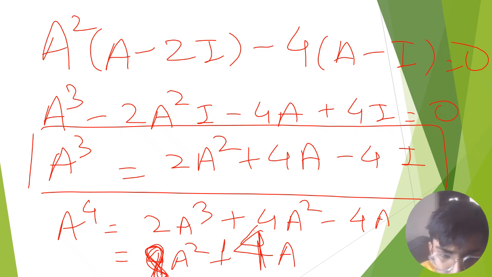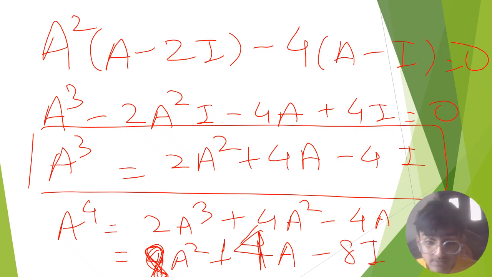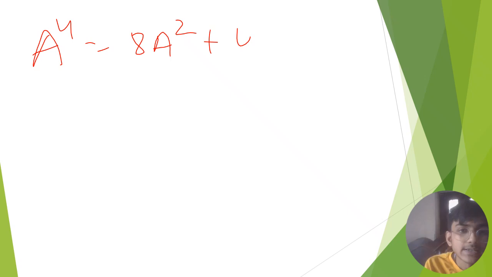Here we will take 4a square, and here already 4a square is present, so 8a square plus 4a minus 8i. Just first of all check whether it is correct or not. I hope it is correct, but we have to check first of all, because mathematics is full of calculations. If we miss any calculation, the whole process will go out. Minus 8. Okay, 8a square plus 4a minus 8i.